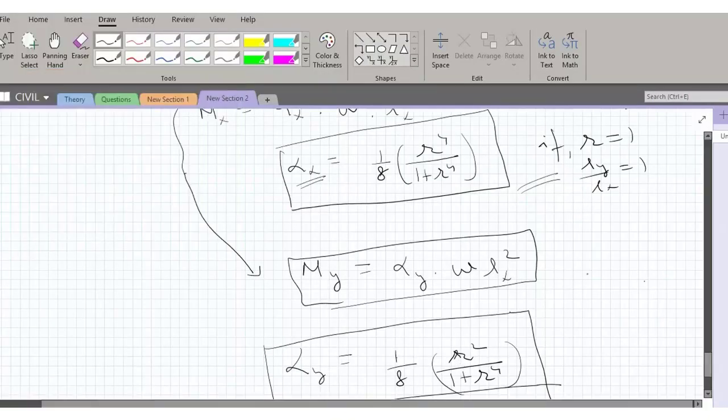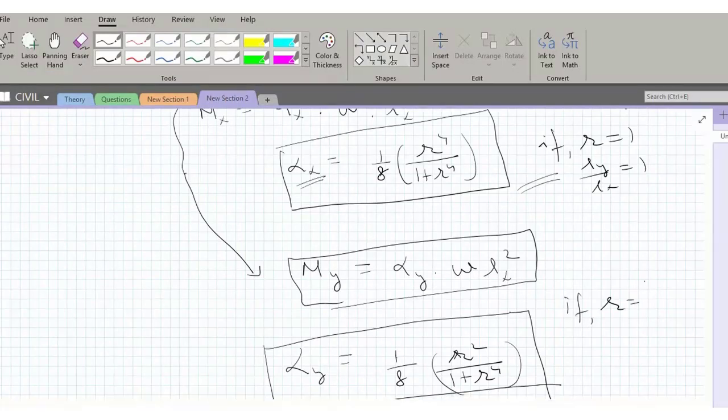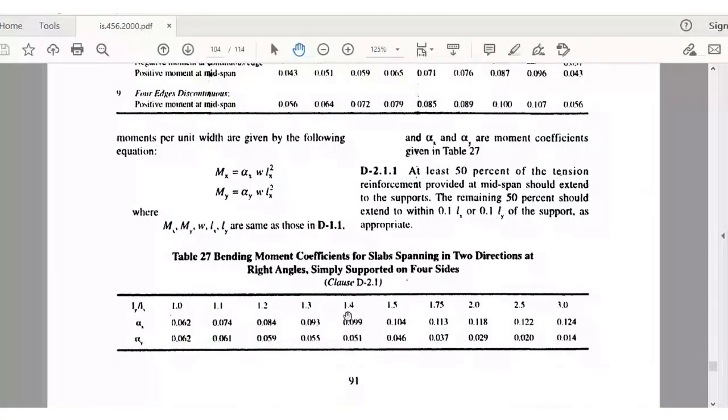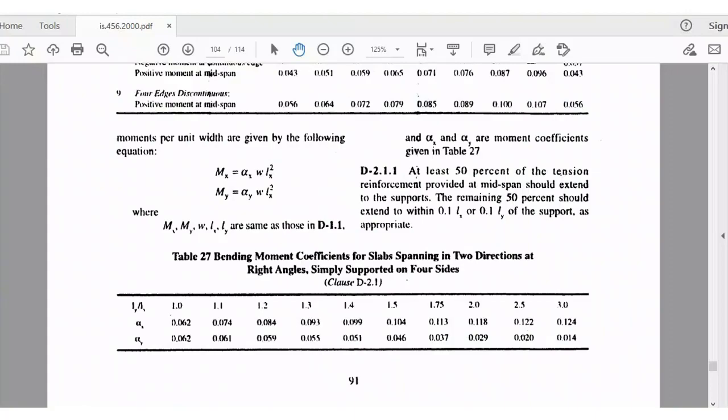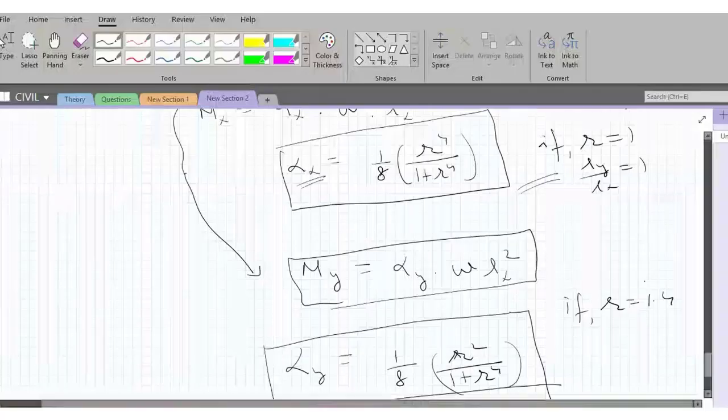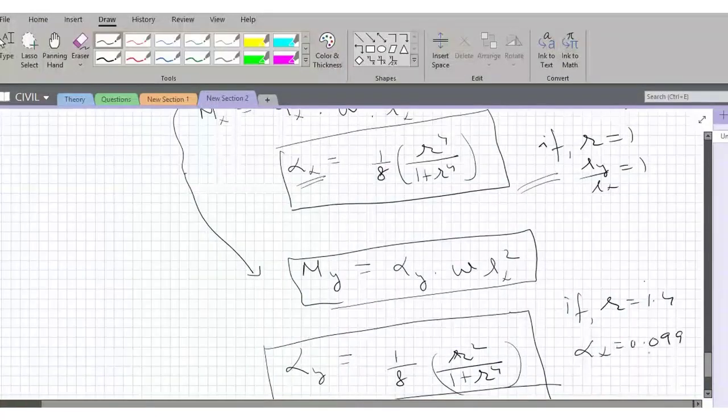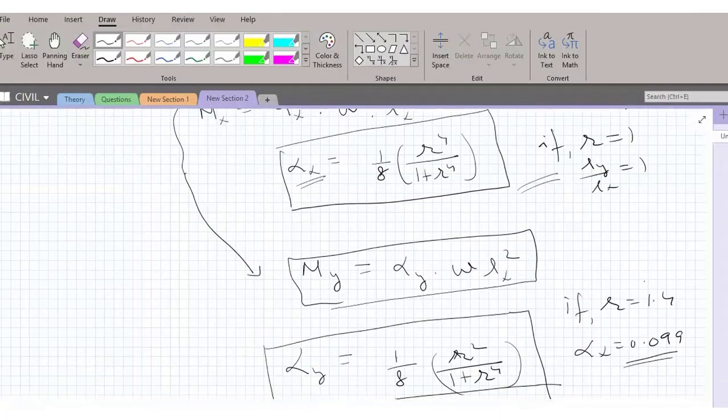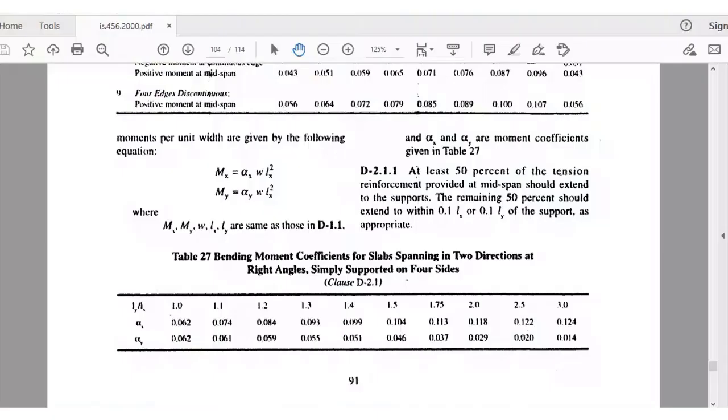And you can test for any value of R you want. Say if I want to take 1.4, that is Ly by Lx is 1.4, it is coming 0.099. So you'll get alpha x equal to 0.09918, and the code has taken 0.099. So you should not worry about why this is given in terms of Lx. Please understand that Mx and My are represented in terms of Lx itself.